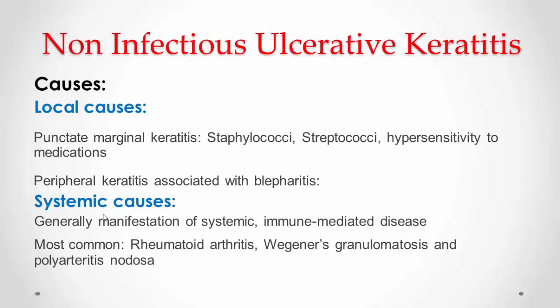Non-infectious ulcerative keratitis has local causes, like punctate marginal keratitis caused by staph and strep infections. Also, punctate marginal keratitis can be caused by hypersensitivity to medication. Peripheral keratitis associated with blepharitis is also one of the local causes of non-infectious keratitis. Systemic causes are a general manifestation of systemic or immune-mediated disease. The most common causes are rheumatoid arthritis, Wegener granulomatosis, and polyarteritis nodosa.